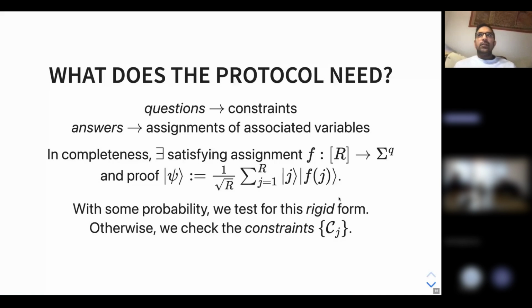Here I want to make sure, suppose you don't have a satisfying assignment, what are ways you could cheat me? Maybe you would only send the clauses that you can actually satisfy. Maybe you just ignore some of the clauses. So one of my tests will just be to make sure you send me a state that's close to uniform.